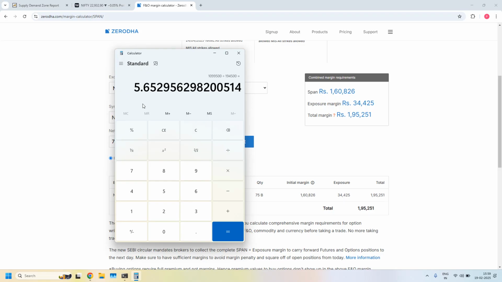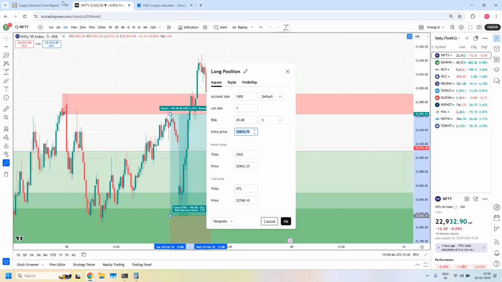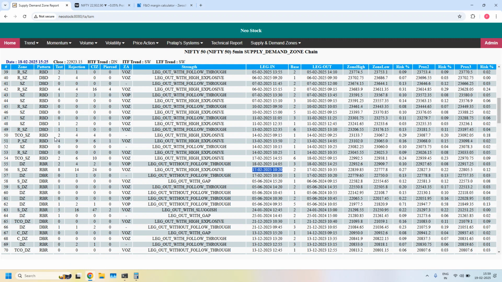Who helped you to get this profit? Our Nifty supply demand zone chain. This is the reason why every day I am providing the Nifty, Bank Nifty supply demand zone chain.